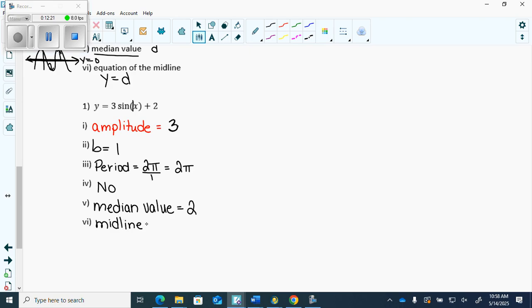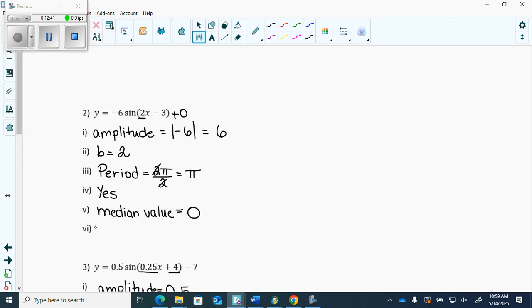It's a midline. So what is it? Y equals 2. It has to be a line. And so y equals 2. It has to be a horizontal line. If you don't put y equals, it's not a line, it's just a number.